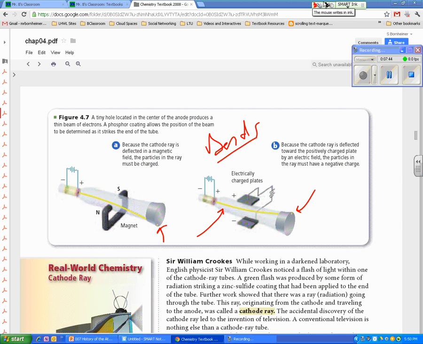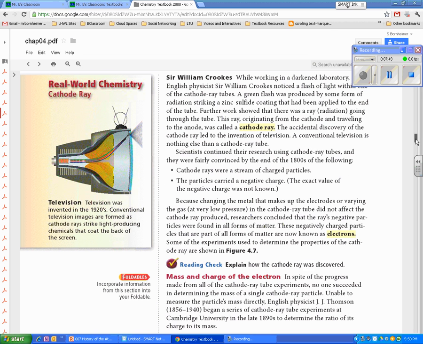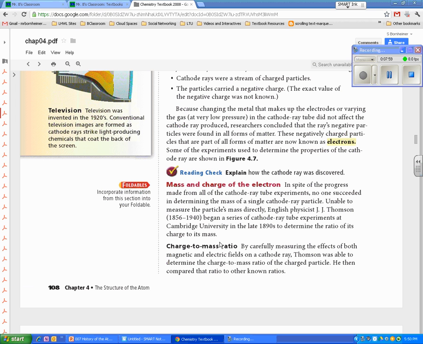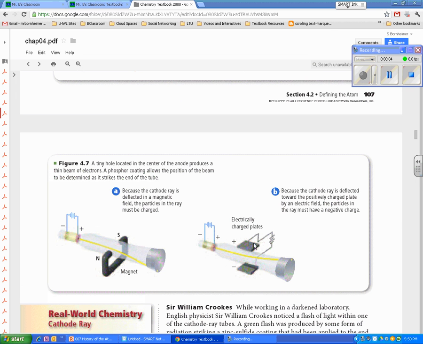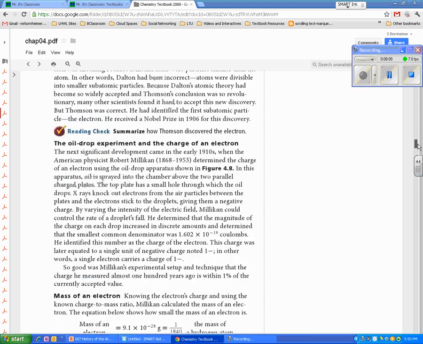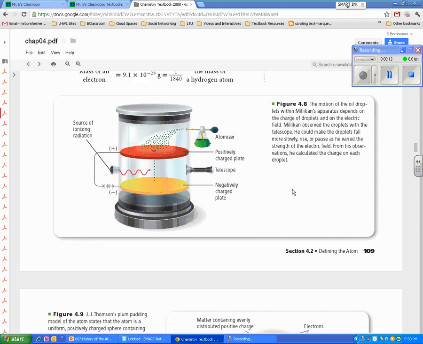Now, if we scroll down a little further, what we see here is real world chemistry. The cathode ray was actually used in televisions, and we talked about that. And we talked about J.J. Thomson and his ability to find the charge to mass ratio right here, using a similar experiment to this. But it really wasn't until Millikan did his apparatus that we see here that we really got an idea of the mass of a single electron.